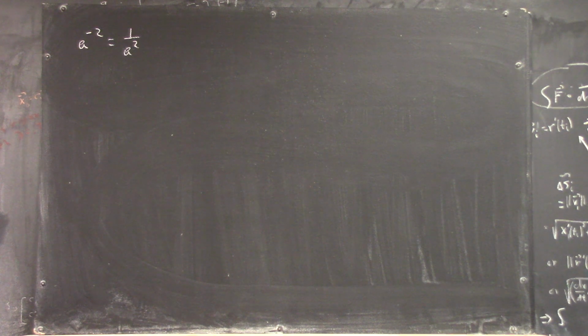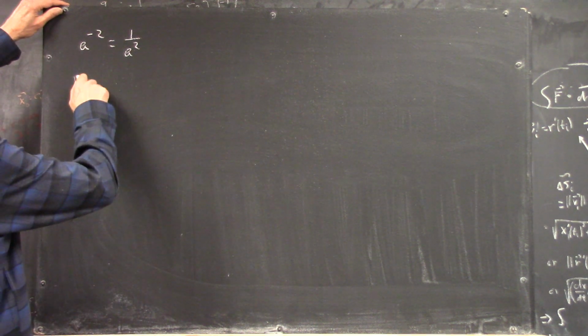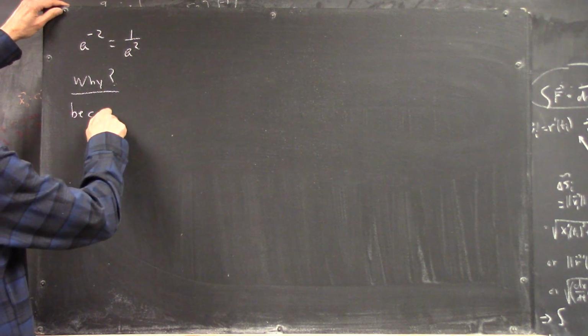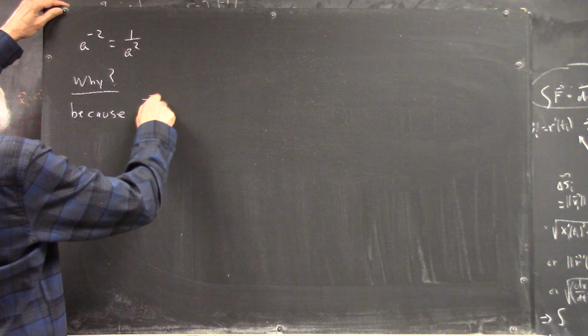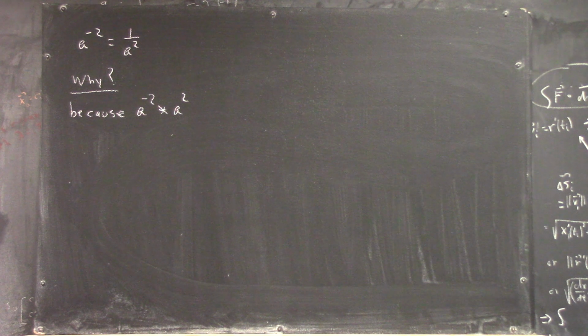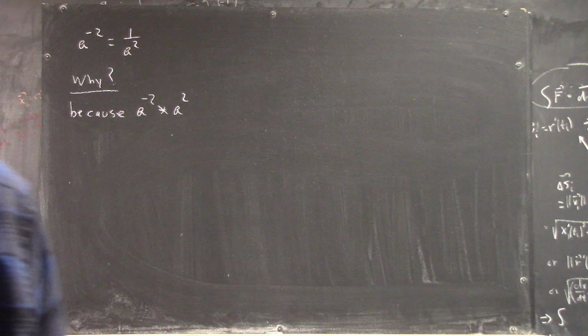a to the negative 2 equals 1 over a squared. Now, why is that? This is a little harder to prove. In fact, in a sense, you can't really prove it, but I'm going to pretend you can. Why is it so, though? Well, what's a to the negative 2 times a squared? A to the 0. It's not 0, it's a to the 0, but right.